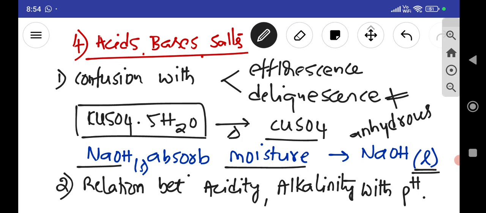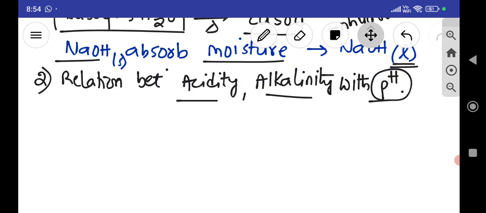Then the relation between acidity, alkalinity and pH, and also the calculation of pH, we should not make mistakes in this. So hope you have understood this.